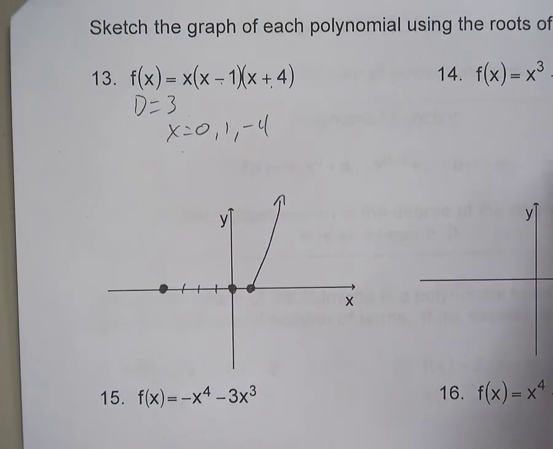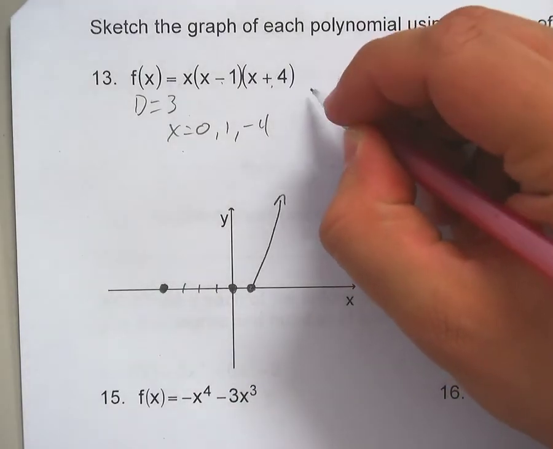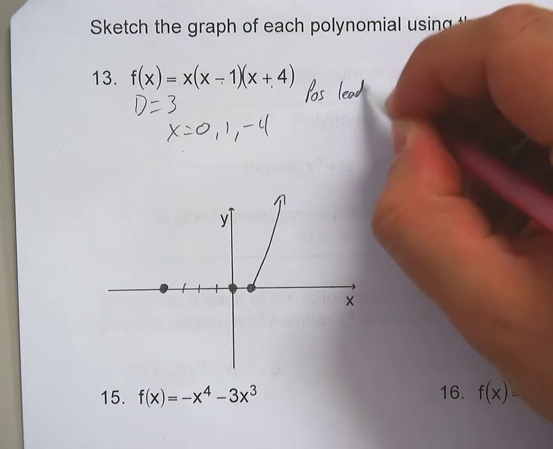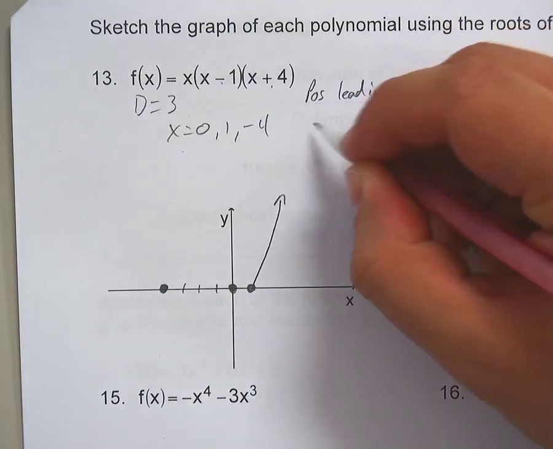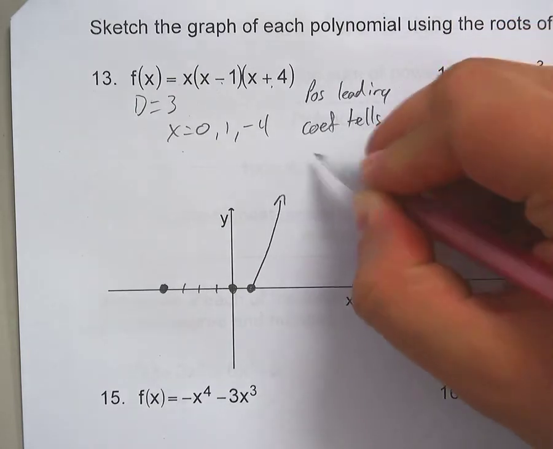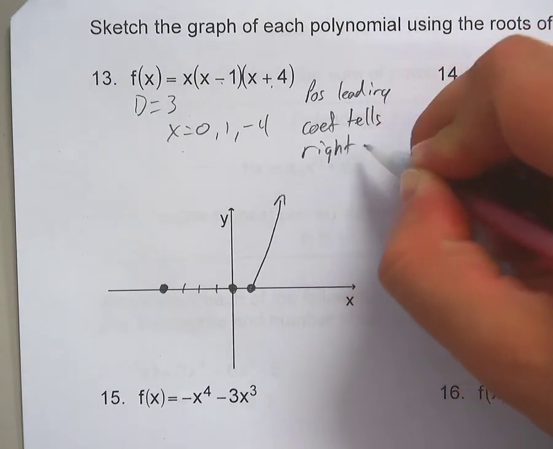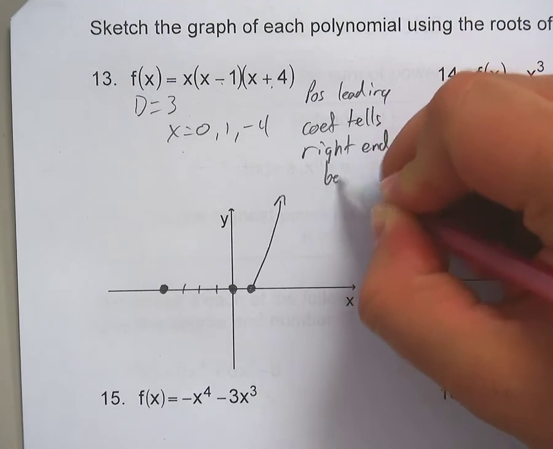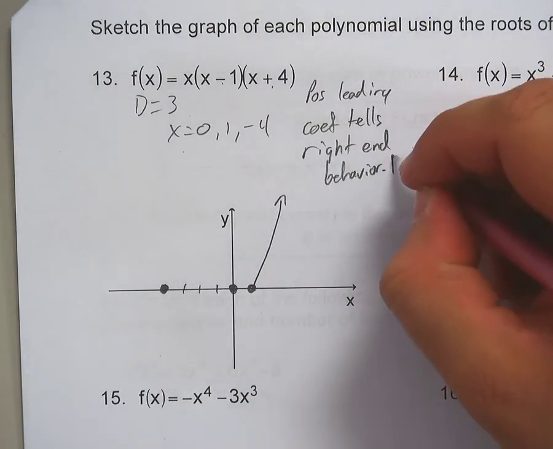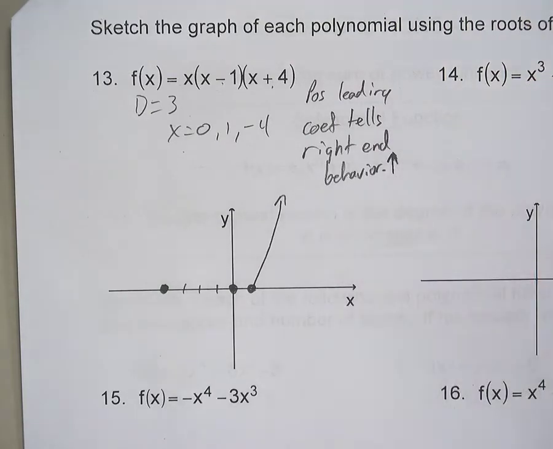And I want you to write that down real quick. A positive leading coefficient tells right end behavior. So that means that my right end behavior is going up. If it was a negative leading coefficient, the right hand side would go down. And we'll see what that looks like in a minute.